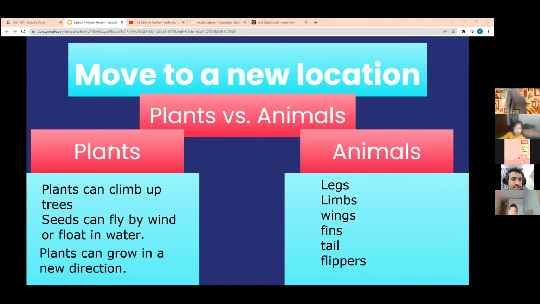Okay. Plants are much slower. Animals can move with their body parts.